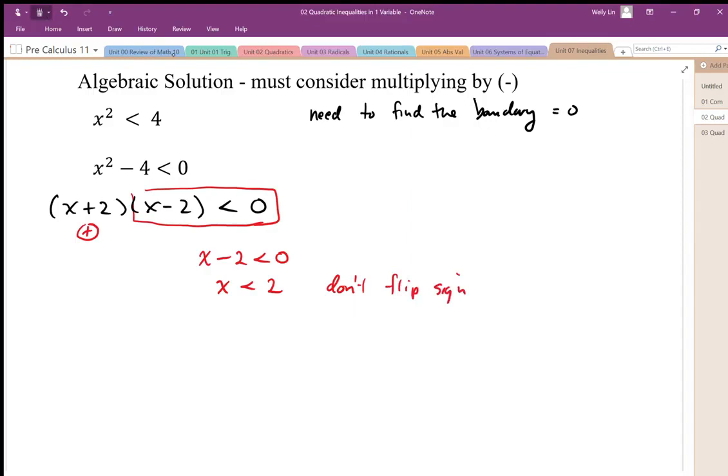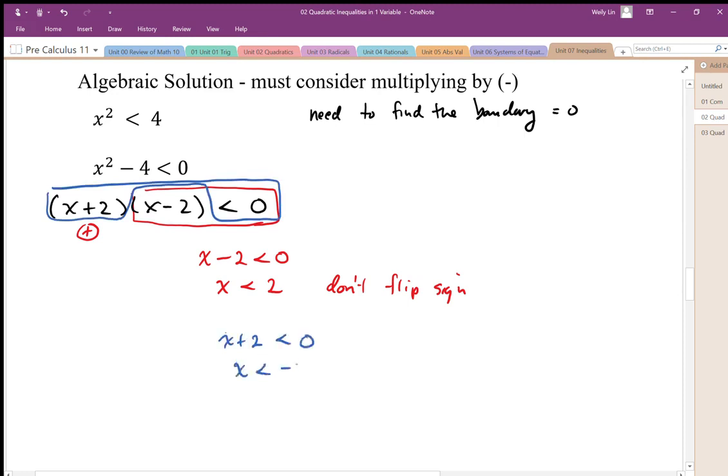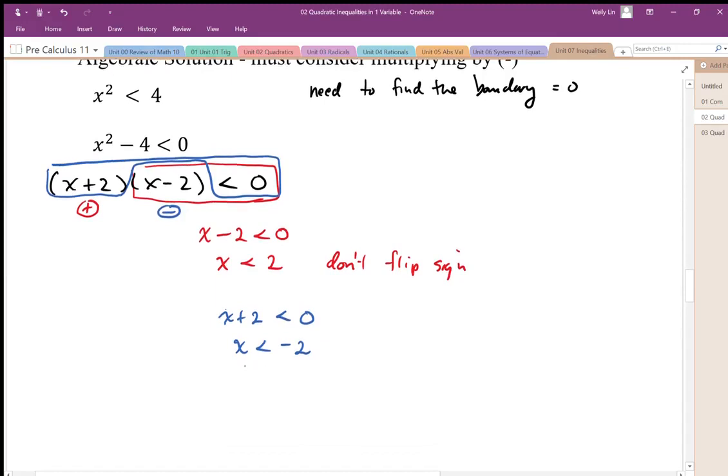Then I have to consider the other factor, which I can solve kind of independently. So for that one, I'm going to have x plus 2 is less than 0, and then I'll solve for x. I get x is less than negative 2. And when I look at the other factor here, when x is near negative 2, I'm going to have a negative factor here. Well, a negative factor means I need to flip the sign. So I need to flip this sign to get that.